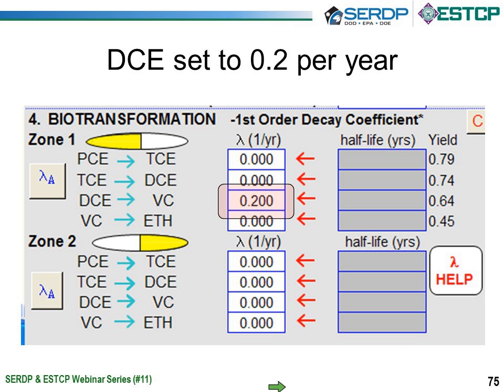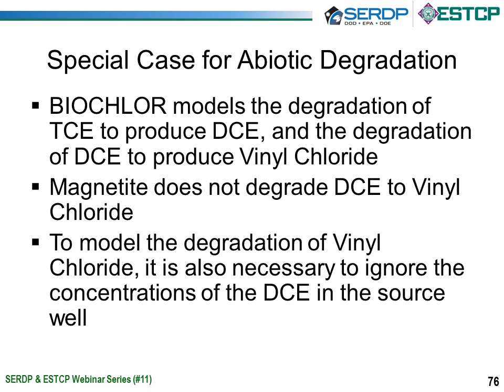So we put it up into BioChlor. And to explain the DCE removal, it required a rate constant of 0.2 per year. And if you're going to use BioChlor, or for any model, if you're going to model up magnetite, it's important that the model does not mislead you. BioChlor is set up that any TCE that it removes, it produces that again as DCE. Any DCE that's removed shows up as vinyl chloride. But magnetite doesn't degrade DCE to vinyl chloride.